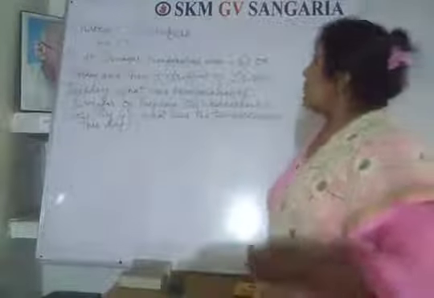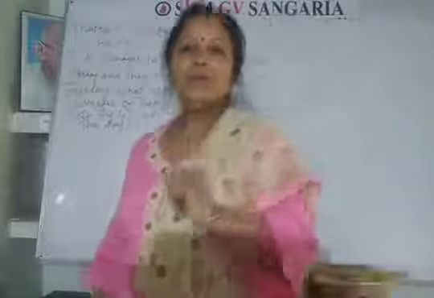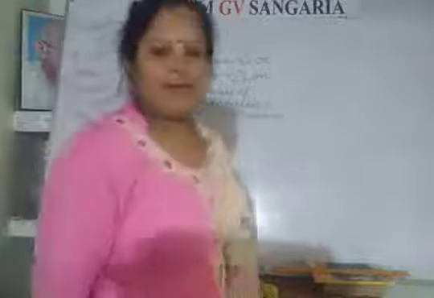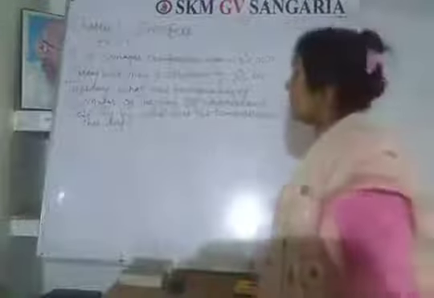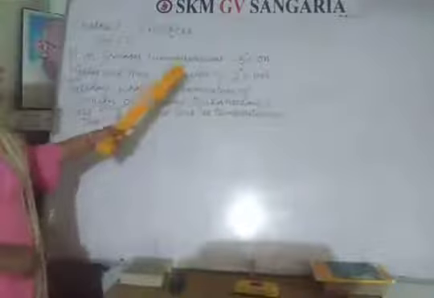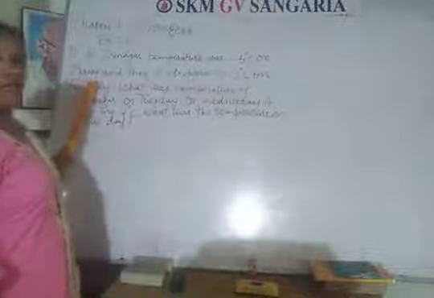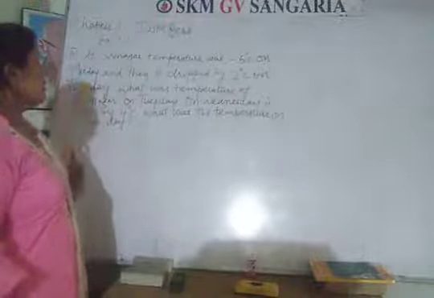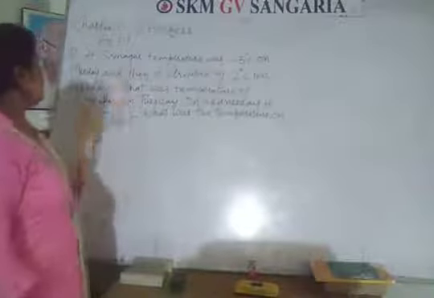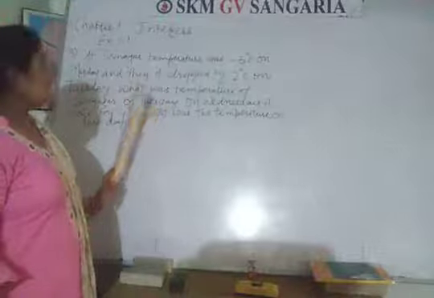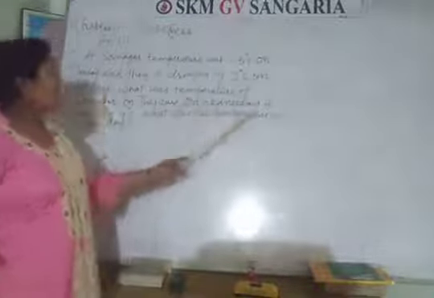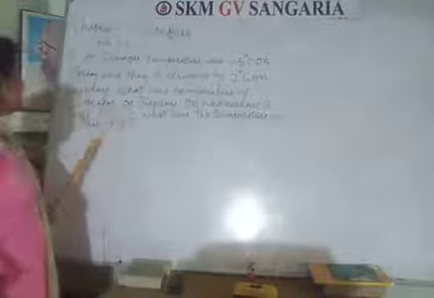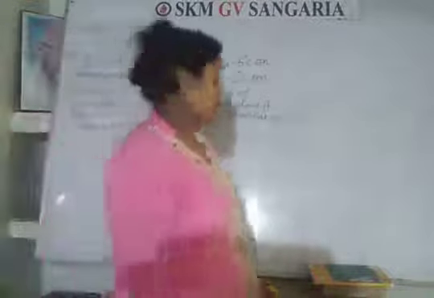Question number 3 of chapter 1, integers. The question is: at Srinagar, the temperature was minus 5 degrees Celsius on Monday and then it dropped by 2 degrees Celsius on Tuesday. What was the temperature of Srinagar on Tuesday? Then on Wednesday it rose by 4 degrees Celsius. What was the temperature on this day?